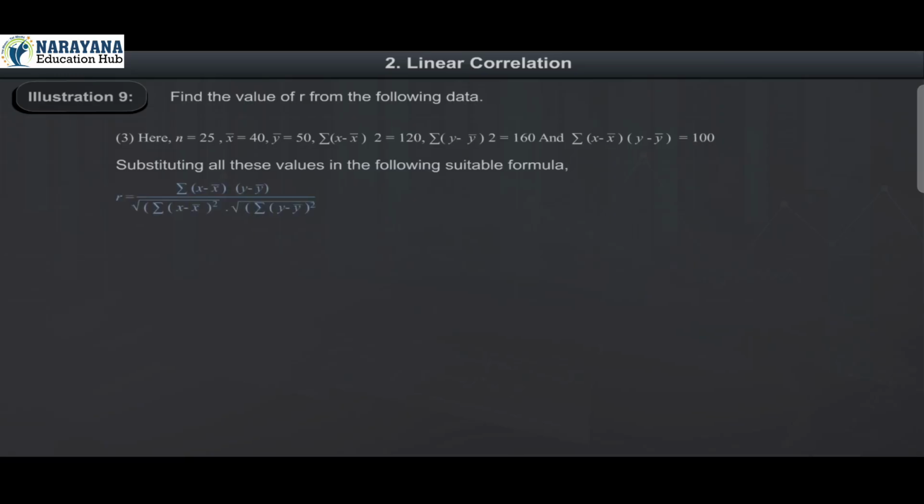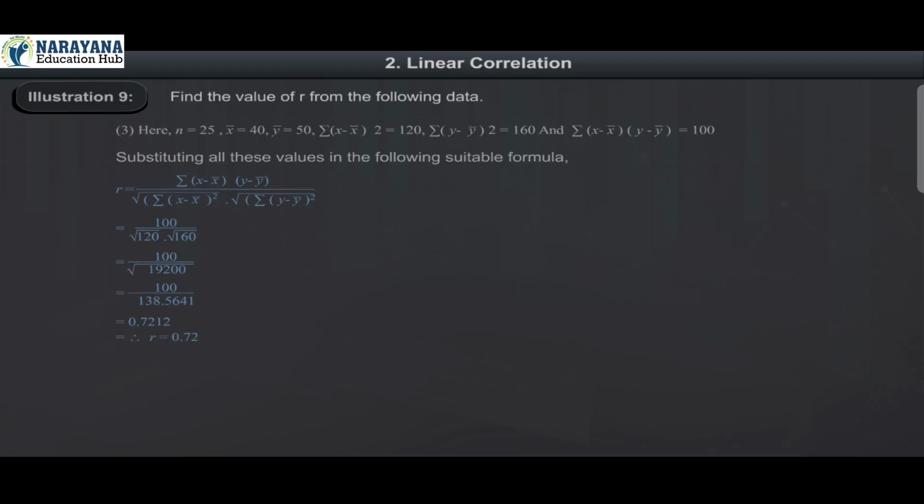R is equal to sigma (x minus x bar) into (y minus y bar) divided by under root sigma (x minus x bar) whole square into under root sigma (y minus y bar) whole square, which is equal to 100 divided by under root 120 into under root 160, which is equal to 100 divided by under root 19,200, which is equal to 100 divided by 138.5641, which is equal to 0.7212. R is equal to 0.72.